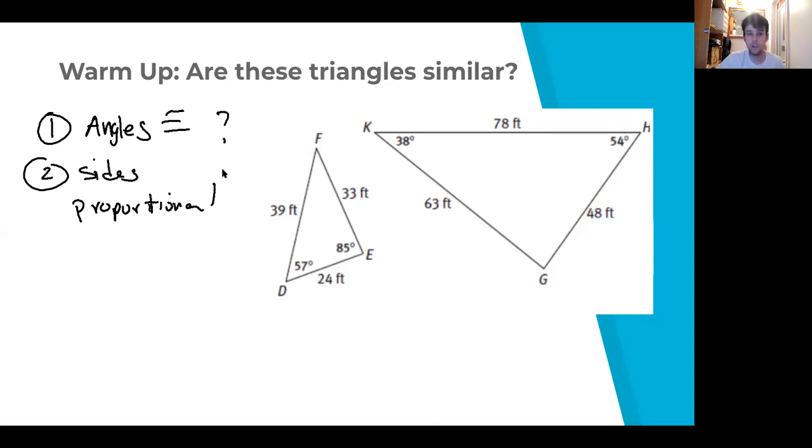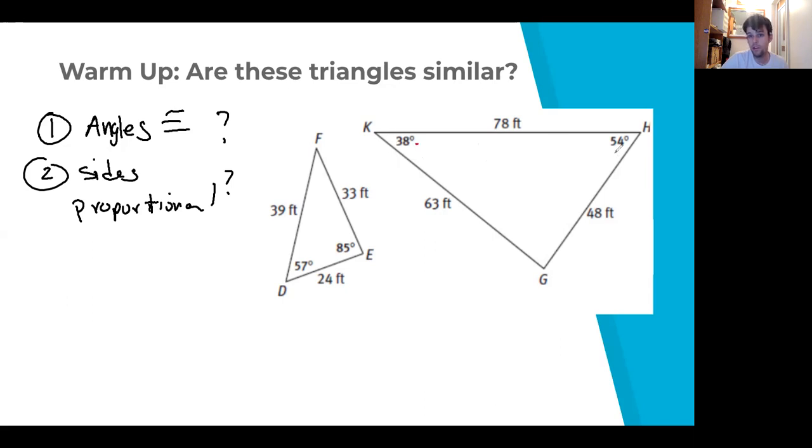So do they make equal ratios? Those are the two questions we need to answer here. Feel free to pause, work through this, make sure to check and see if these are similar. And then I'm going to go ahead and go through it. All right, so let's start with the angles. You could go either way. I'm going to start with angles here.